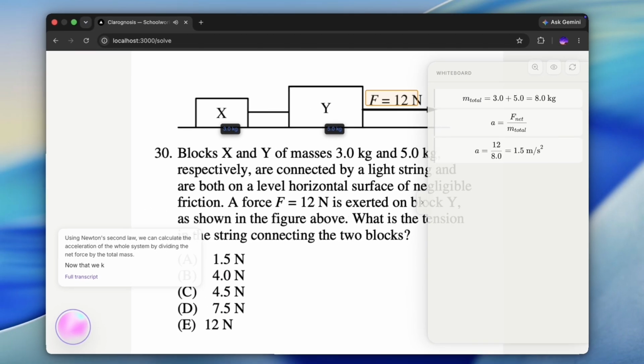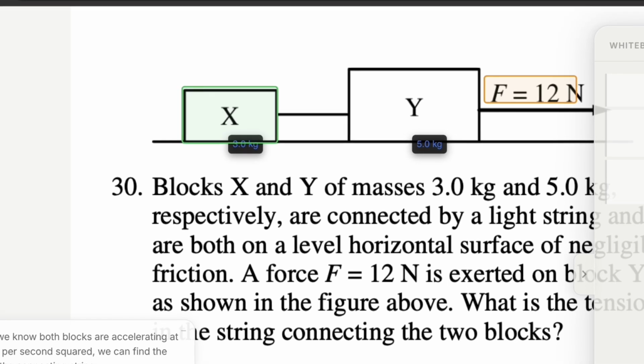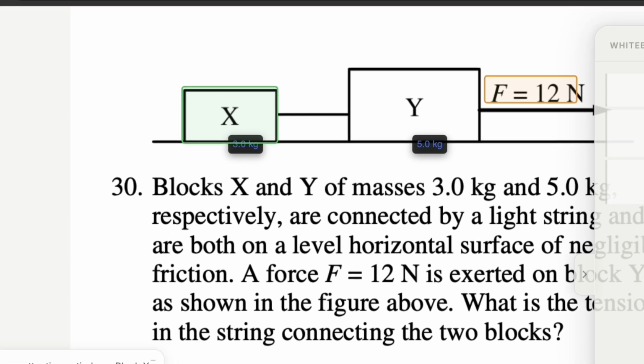Now that we know both blocks are accelerating at 1.5 meters per second squared, we can find the tension in the connecting string. Let's focus our attention entirely on block X. What is pulling block X forward? The only horizontal force acting on it is the tension from the string. Let's draw that force vector.